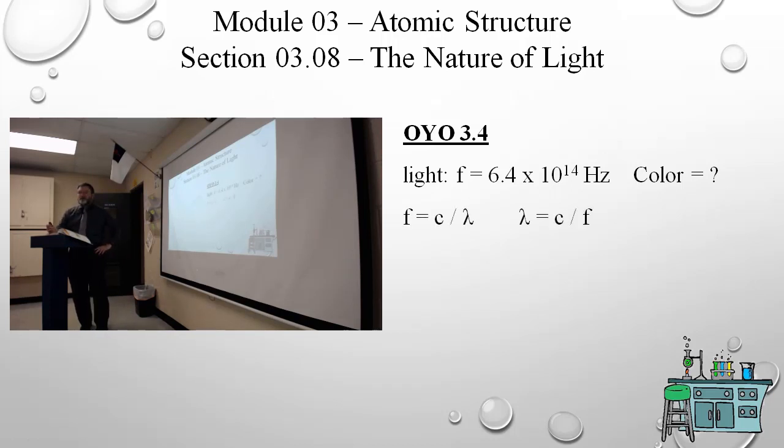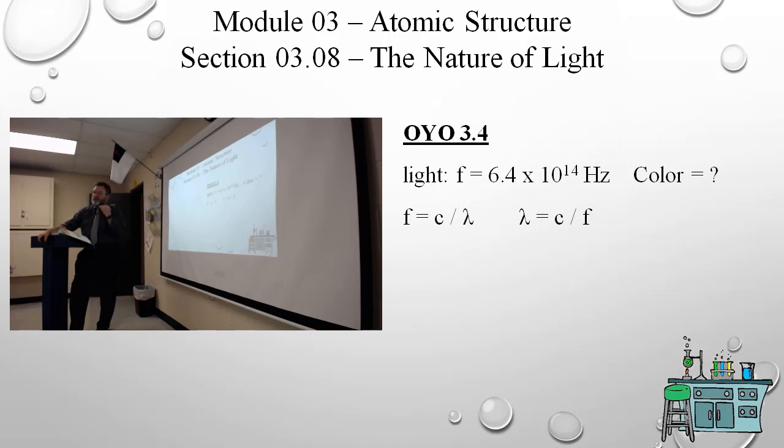Good idea. We'll use the first formula that we learned for the module, one of two: frequency is equal to the speed of light divided by the wavelength. But we need to solve for the wavelength, so we need to rearrange the formula. That's what it looks like as we rearrange it: the wavelength is equal to the speed of light divided by the frequency.